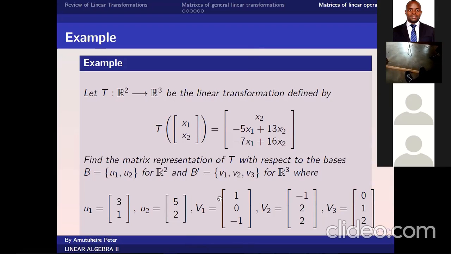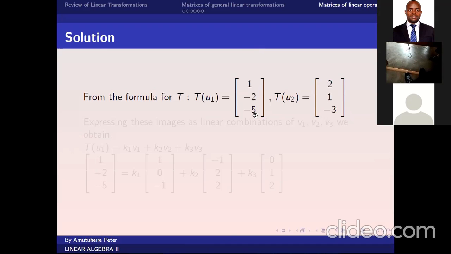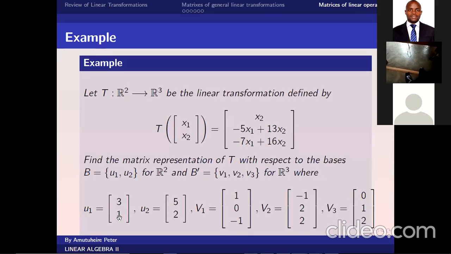Okay, so this is what we have. We want to find a matrix representation of T with respect to these two bases. So from the formula for T, the way T is defined, T of U1 gives us 1, -2, -5. How do we get T of U1? Our U1, remember, is (3, 1). So T of (3, 1) is going to be 1, because this is x1, the other one is x2.